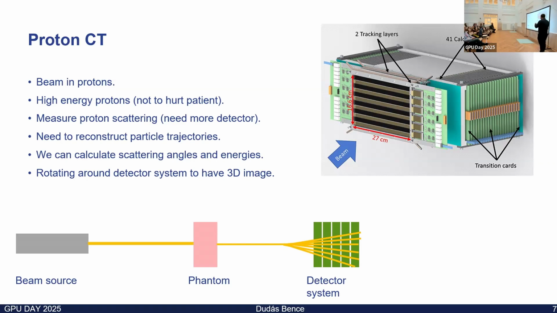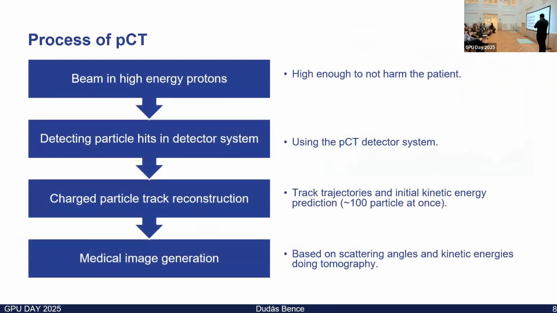To be able to calculate this, we need multiple detector layers, and based on where they stop, we try to reconstruct their initial energies. And same as with normal CT, we turn this around the phantom and move it around, and with that we can have 3D images of the object.